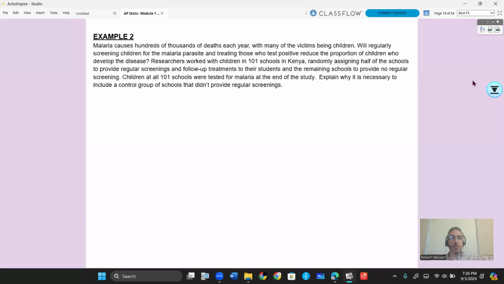Let's look at example 2. Malaria causes hundreds of thousands of deaths each year, with many of the victims being children. Will regularly screening children for the malaria parasite and treating those who test positive reduce the proportion of children who develop the disease? Researchers worked with children in 101 schools in Kenya, randomly assigning half of the schools to provide regular screenings and follow-up treatments to their students, and the remaining schools to provide no regular screening. Children at all 101 schools were tested for malaria at the end of the study. We want to explain why it is necessary to include a control group of schools that didn't provide regular screenings.